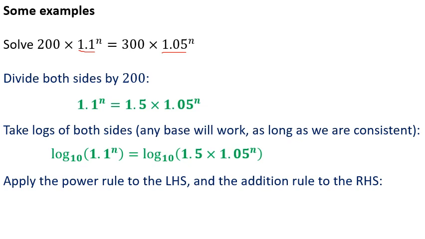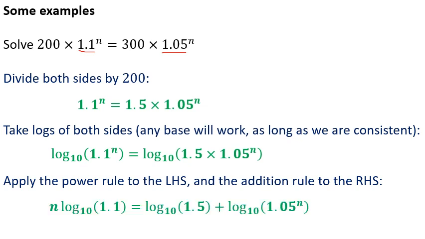So I'm going to apply the power rule to the left hand side, bring that n outside. And then on the right hand side at the same time, I'm going to apply the addition rule that says if I've got the log of two things multiplied, it's equivalent to the log of each of the two separate things added together. And it looks like this.